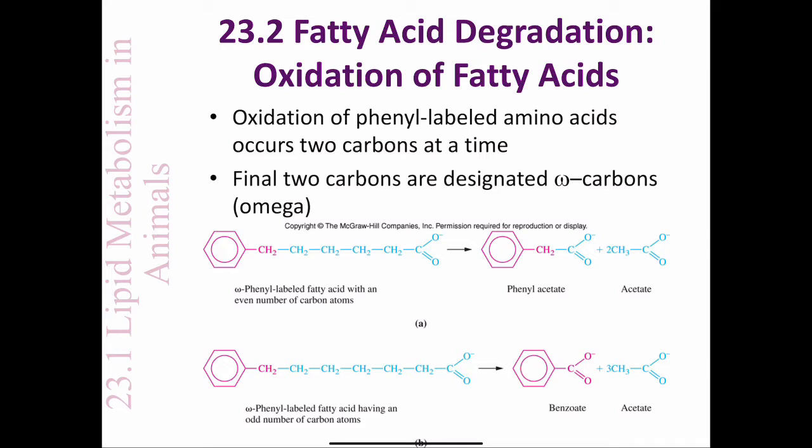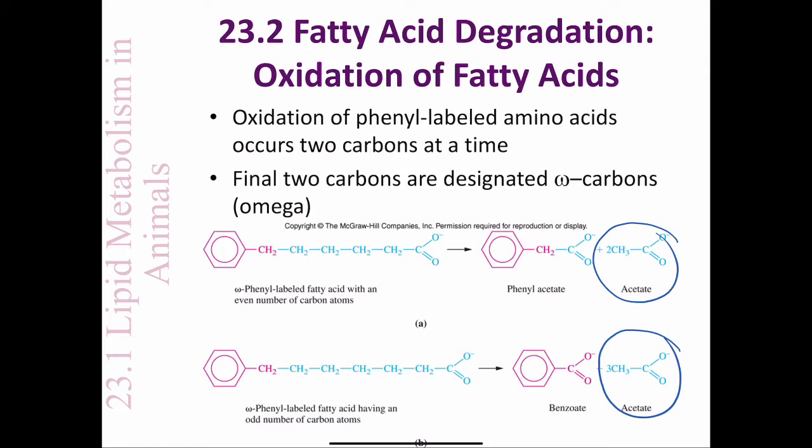Such molecules are called omega-labeled fatty acids. When he isolated the metabolized fatty acids from the urine of the dogs, he found that phenylacetate was formed when the fatty acid had an even number of carbon atoms in the chain. But benzoate was formed when the fatty acid had an odd number of carbon atoms. Knoop interpreted these data to mean that the degradation of fatty acids occurs by the removal of two-carbon acetate groups from the carboxyl end of the fatty acid.